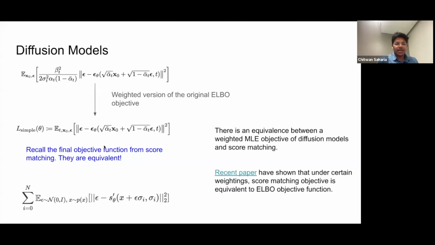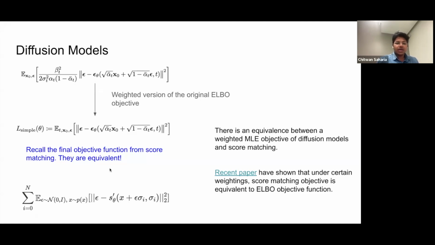But the main point is that we arrived at these two objective functions with very different design choices. The first time, we were trying to optimize for score matching. The second time, we were optimizing for maximum likelihood, and we just dropped some weights from there, and we end up with the same objective function.